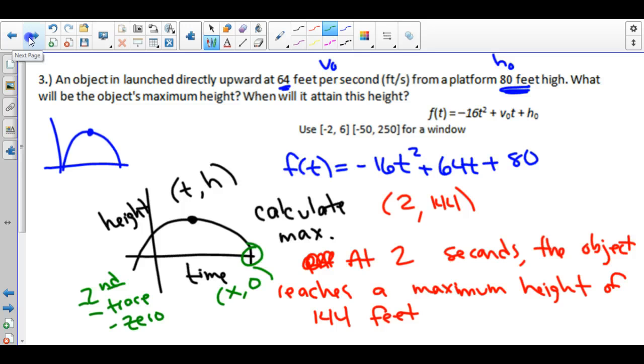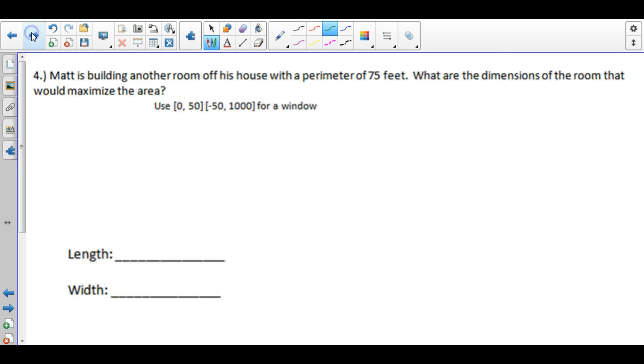And I can even go a step further, and I could also ask you for the y-intercept, which is where the function actually starts from. And hopefully, without even looking at the graph, you guys will be able to tell me 80 feet, because that was our starting height. So that is your y-intercept. At 0 time, the height is 80 feet.